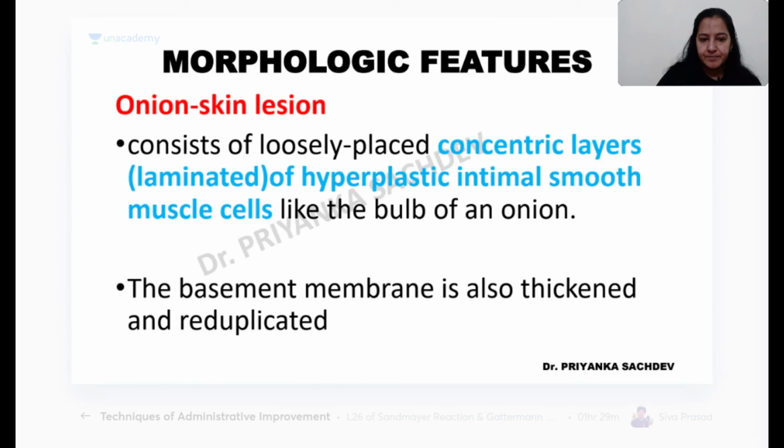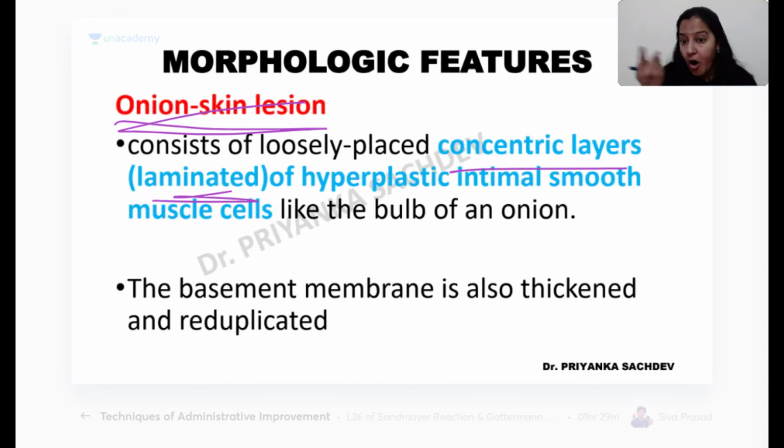It is known as, where is it? Just a second. Onion skin appearance. Take this word for MCQ. Onion skin appearance. So what is the definition of onion skin appearance? It is concentric layers or laminated layers of what? The layers are formed by what?